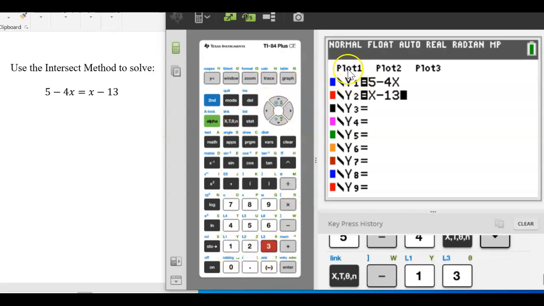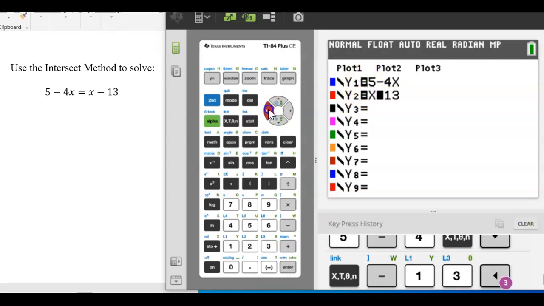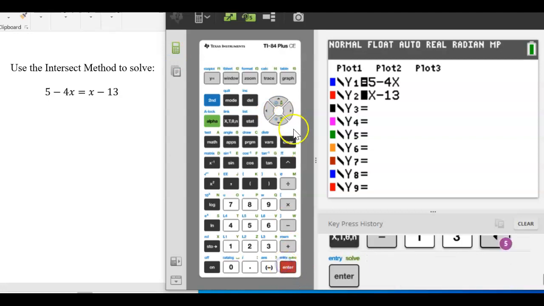Okay, and then you just want to make sure that your plots are turned off. If any of these plots are highlighted or darkened, like these equal signs are turned on right now, you can turn them off by just hitting enter. So you can see now that only y sub 2 is on. If any of your plots are turned on, please turn them off.